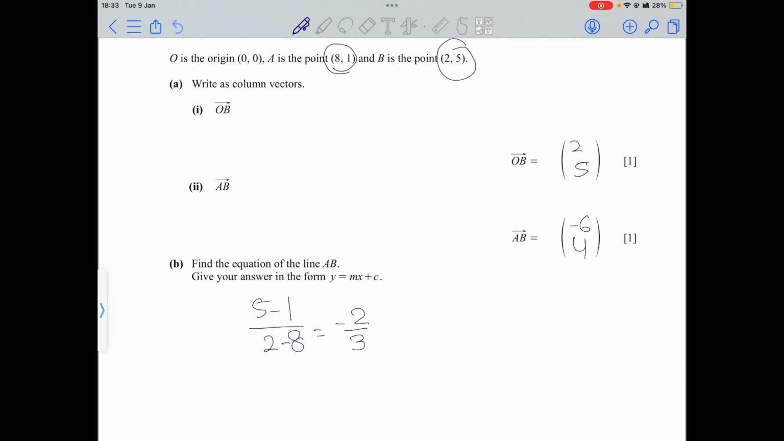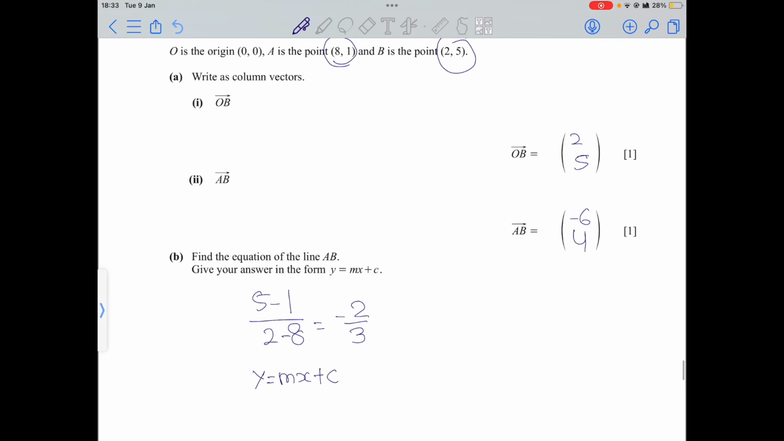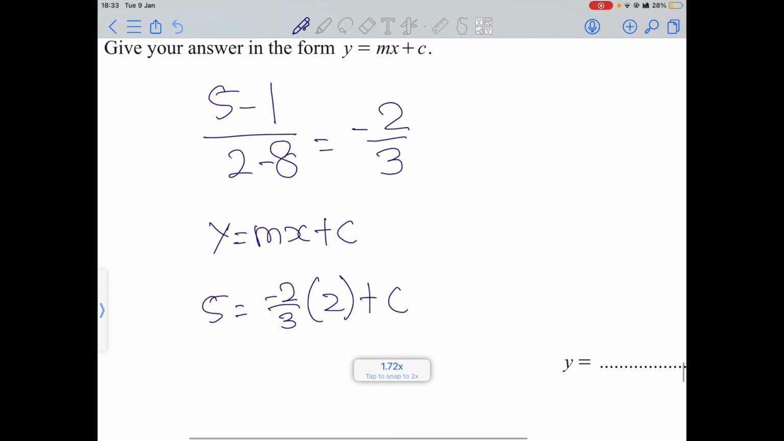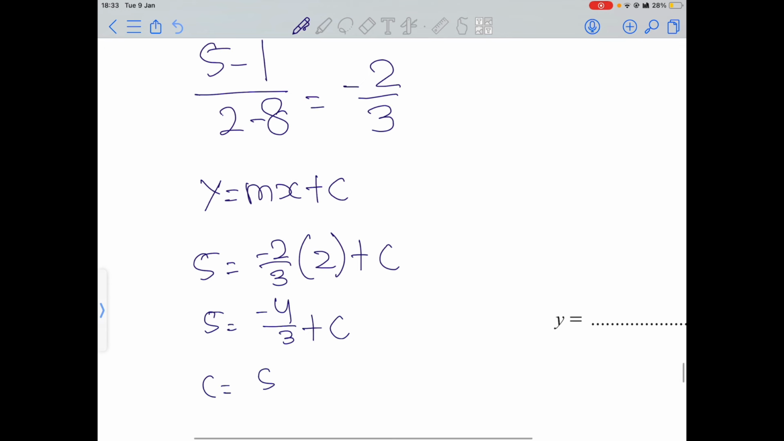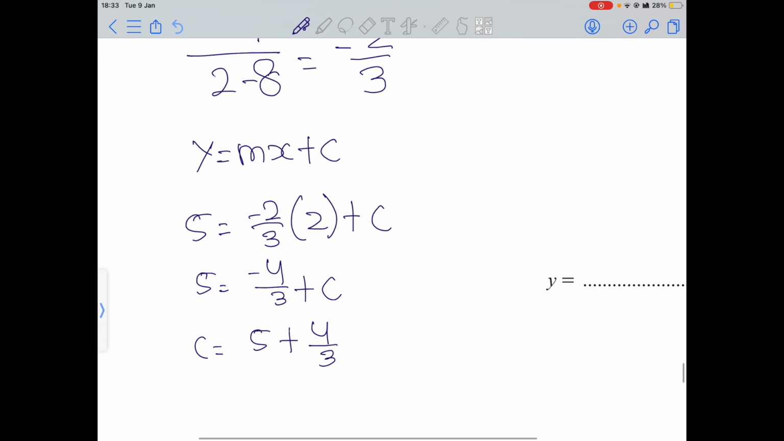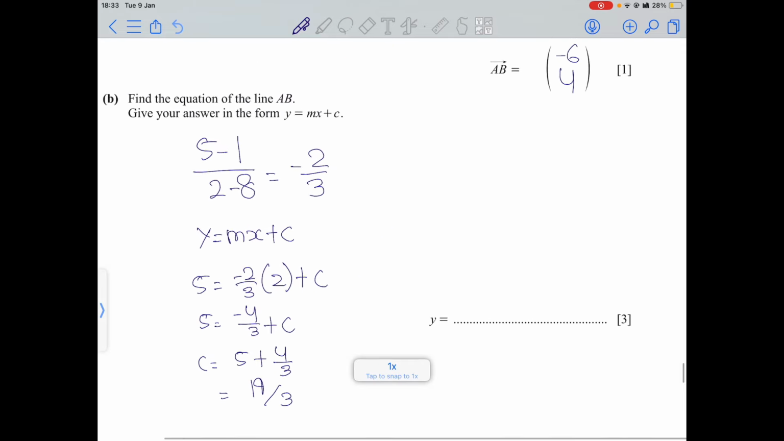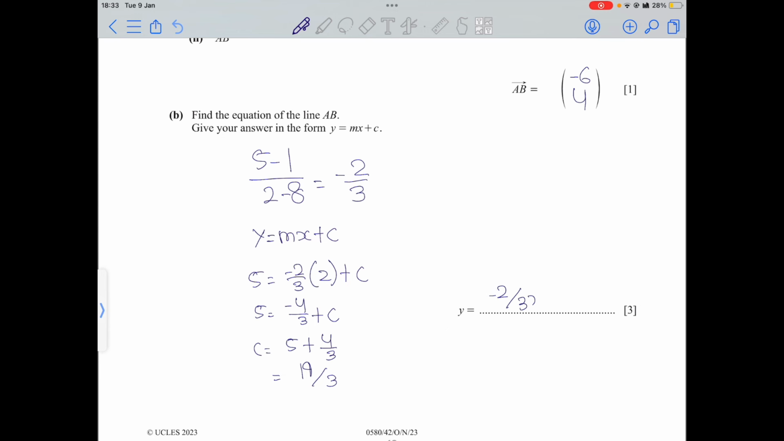Once I have this gradient, I know that my equation is y equals mx plus c. Let's take the point B. So 5 is equal to negative 2 over 3 times 2, plus c, which is negative 4 over 3 plus c. So c is equal to 5 plus 4 over 3, which is 19 over 3. So the equation is y equals negative 2 over 3 x plus 19 over 3.